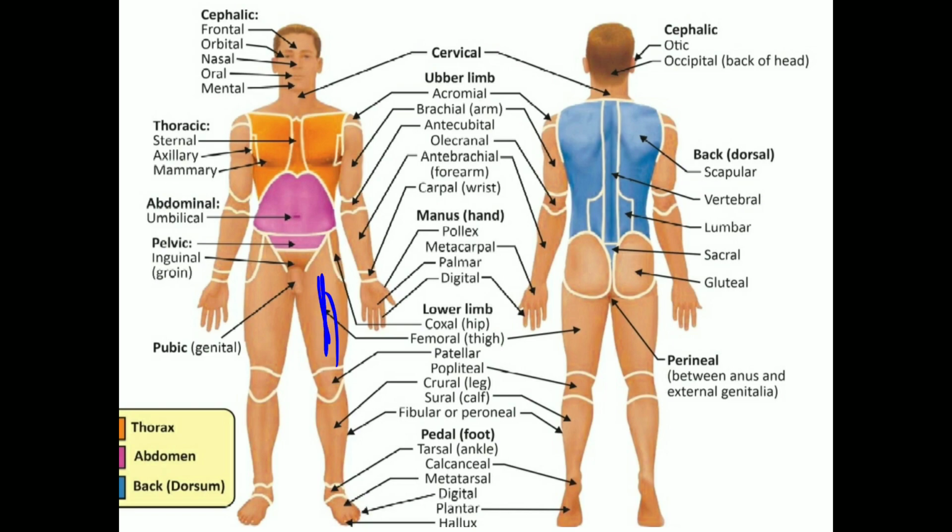Femoral refers to the thigh. Crural refers to the anterior part of the lower leg. Then patella refers to the knee. And popliteal refers to the back of the knee. Then sural refers to the calf muscle. Then tarsal refers to the ankle. Calcaneus refers to the heel of the foot. Then plantar refers to the sole of the foot. Hallux refers to the great toe.